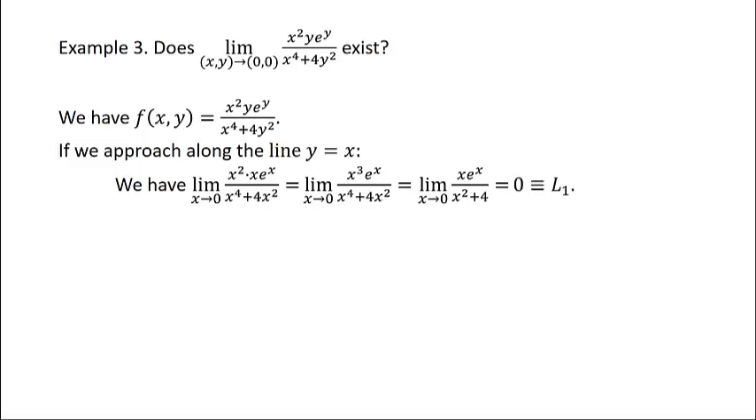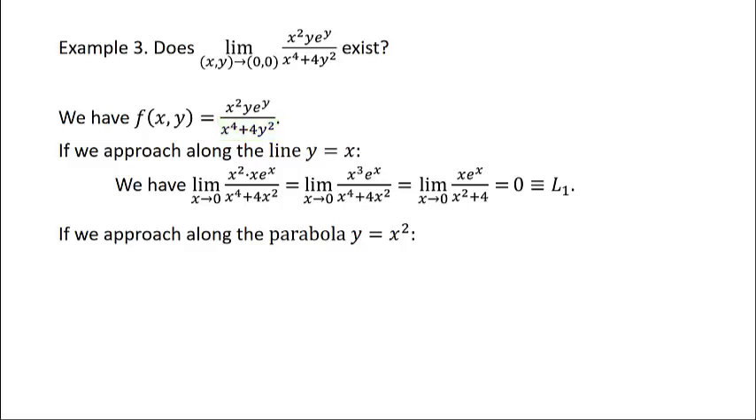Now, we might want to be a little bit strategic about how we choose our next approach path. So one thing to keep in mind, we want to be able to combine what's happening in the denominator, that x to the fourth and that y squared. In order to combine them, they need to have the same power, right? So you may then try to approach along the parabola y equals x squared.